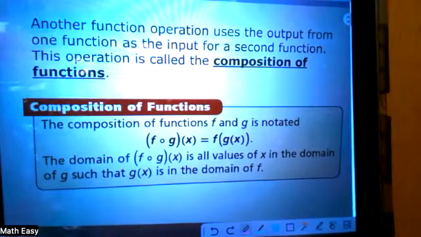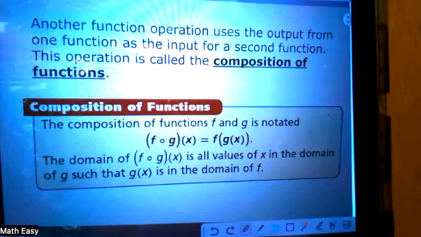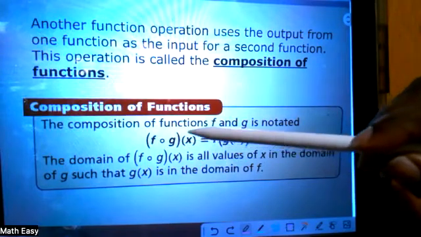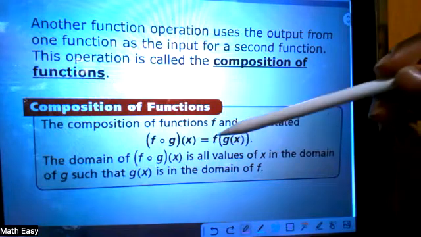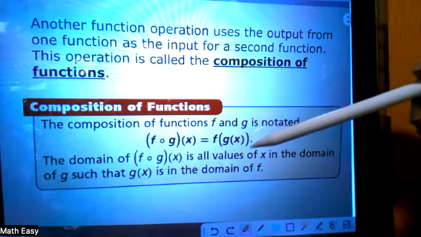All right, so today's video is about composite functions, or composition of functions. It simply means using more than one function to form a function. So for example, we have f of g of x. That can be written as f parentheses g parentheses x.